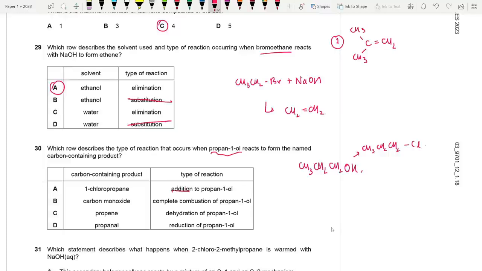Okay, so 30 is wrong. Substitution by HCl or something, PCl5, PCl3. Carbon monoxide. Propan-1-ol to carbon monoxide. It will be incomplete combustion, because if it was complete combustion, we would get CO2 instead. Propene. Now this forms propene, CH3CH=CH2. This is an elimination reaction. It is dehydration of propan-1-ol using pumice or concentrated H2SO4, H3PO4, etc.